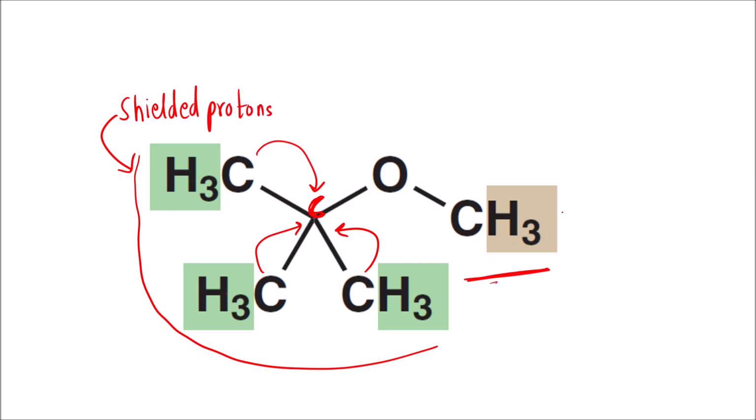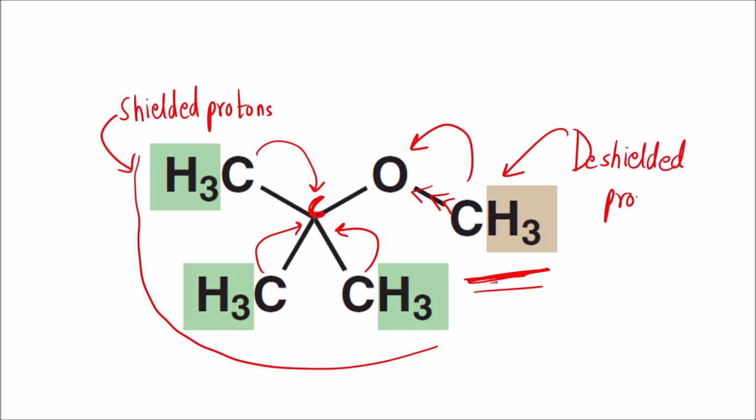Whereas if you see this one, the brown one, this methyl is directly attached to an electronegative oxygen atom. So what it will do? It will withdraw electron density from this brown methyl group. Okay, so this is called a de-shielded proton. De-shielded protons.